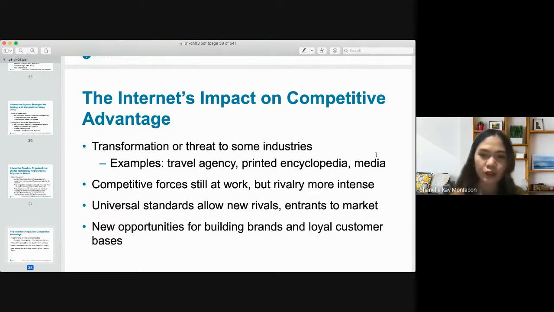Printed encyclopedia also. So before, hardbound encyclopedias are being sold sa mga bookstores, sa schools. Minsan nagbabahay-bahay yung ibang agents.